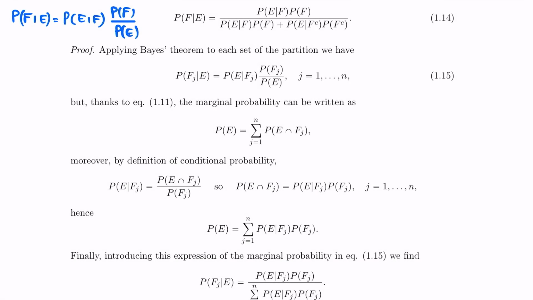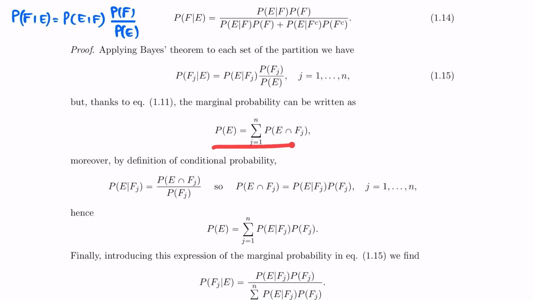The first step of the proof consists in applying Bayes' theorem to each event of the partition, like this. But thanks to the law of total probability that we have just recalled, we have that the marginal probability P of E can be written in this form here. Now we rewrite this using the very definition of conditional probability. From this formula, we find the possibility to rewrite this probability in this way.